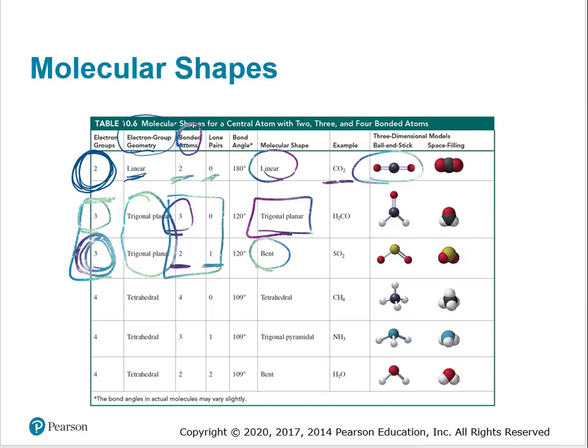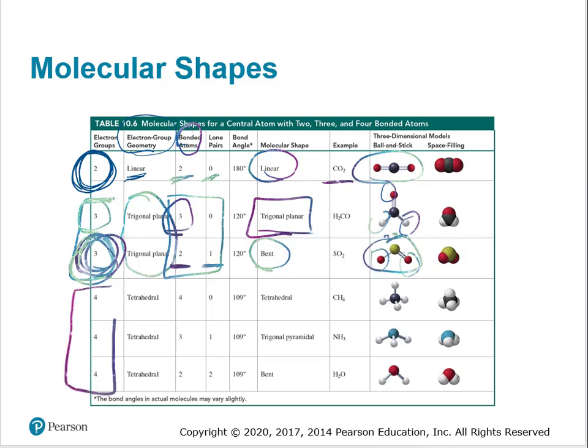And here are two examples of that. There's 1, 2, 3 atoms, no lone pairs. So it's trigonal planar. This is 1, 2 atoms, and there would be a lone pair up here. That's what the third piece is. So this is a bent molecule.